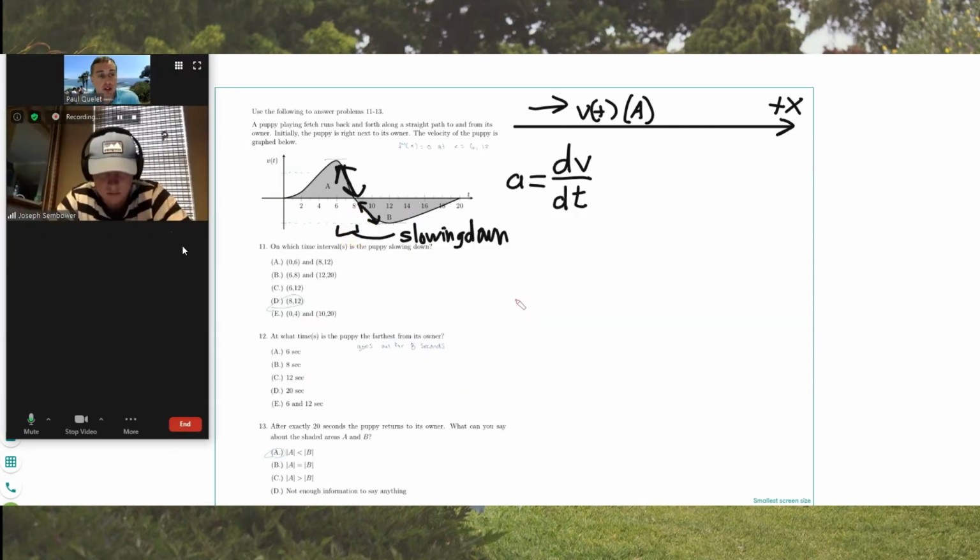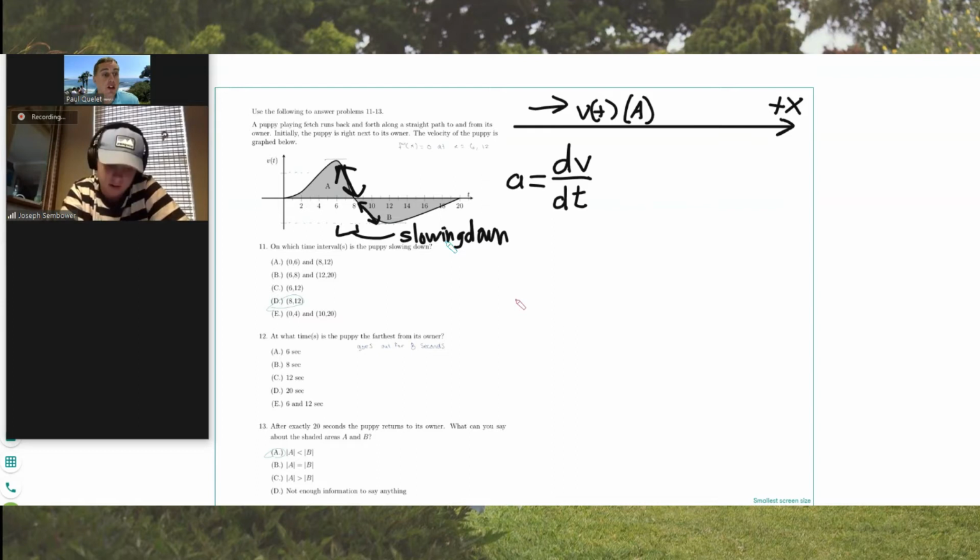But even though the slope is negative between 8 and 12 seconds, is the puppy slowing down or speeding up during that period of time? First of all, let me ask you this. Is the velocity positive or negative in region B? Yeah, the velocity is negative.